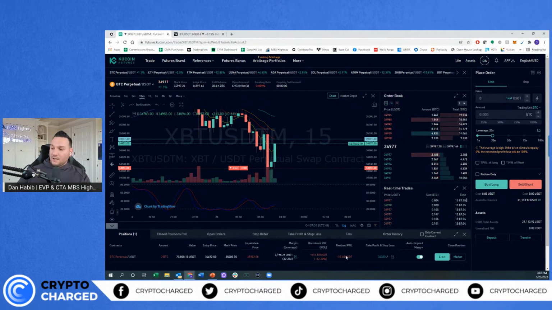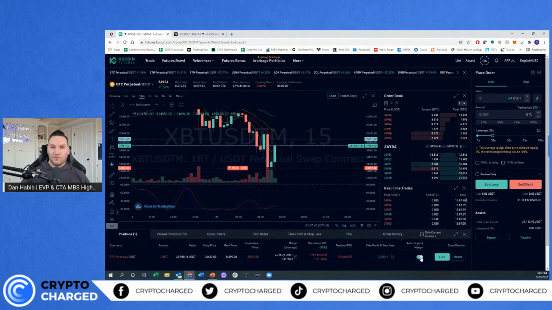You also can come down here and click auto deposit margin. So this is an important one to note.